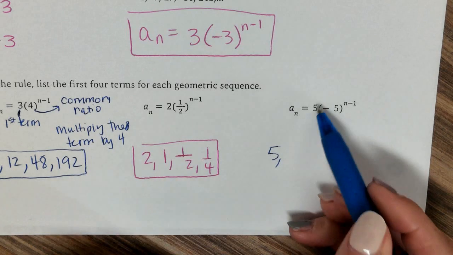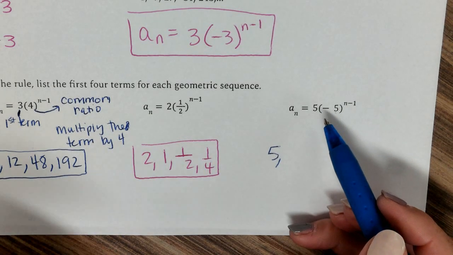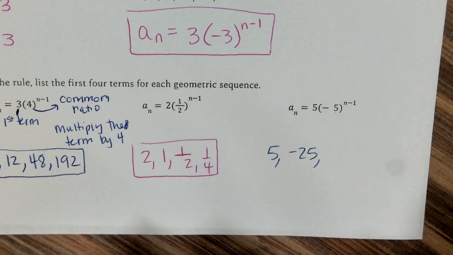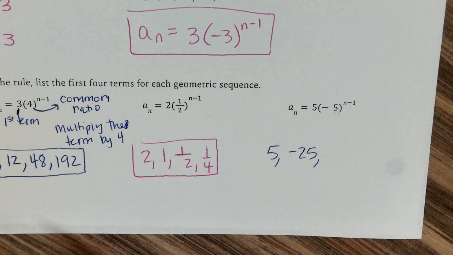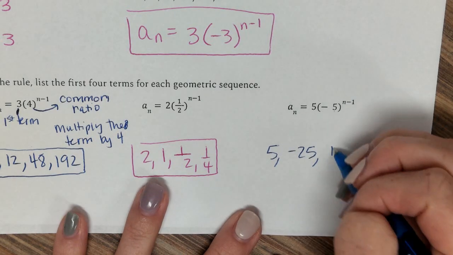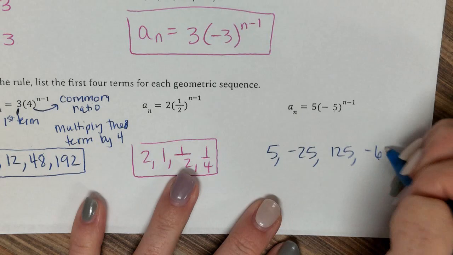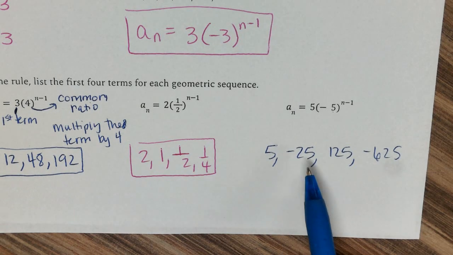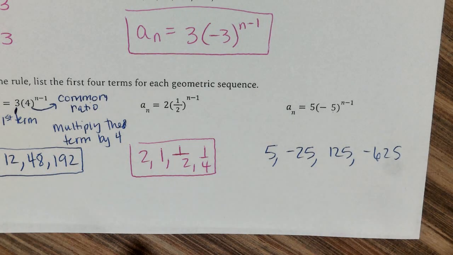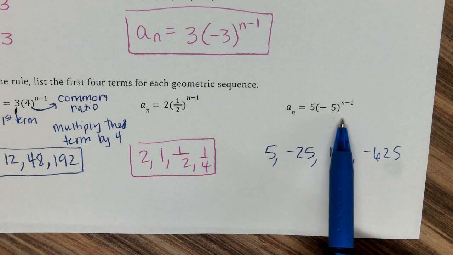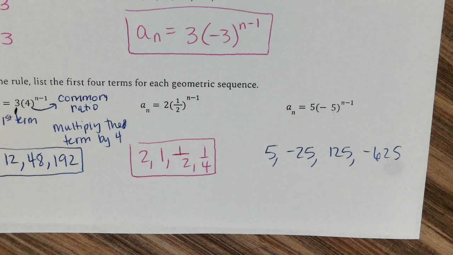The second term would be found by multiplying by -5, so 5 times -5 is -25. And then I would multiply by -5 again, so -25 times -5 is 125. And then I would multiply by -5 again, and I would get -625. Notice on this one that it rotated between being a positive and a negative because the common ratio was a negative. So a negative times a negative is a positive. Then you multiply by a negative and it's going to give you a negative. Okay, flip to the back.